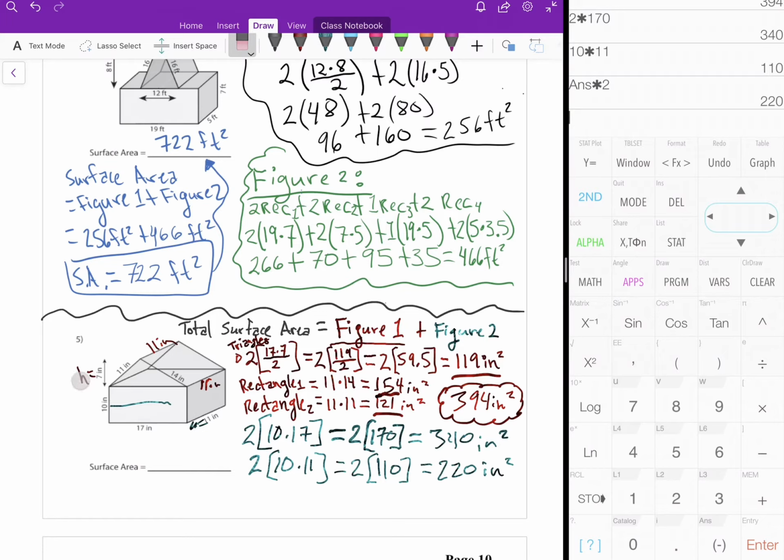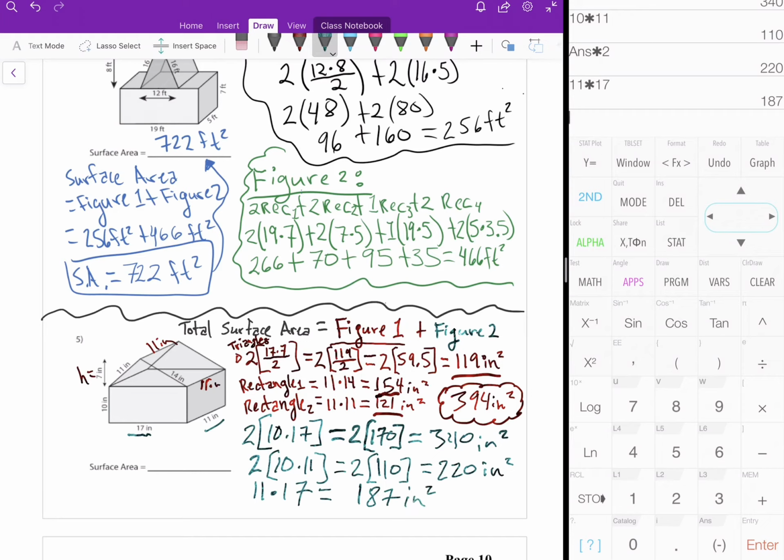Alright, so now the bottom one is just going to be one solid piece. So it's going to be 1, and it's going to be 17 times 11. It's going to be the bottom piece right there. So if you can imagine that, right? So now we have 11 times 17, which equals what? It's 187. So we have 187 inches squared.